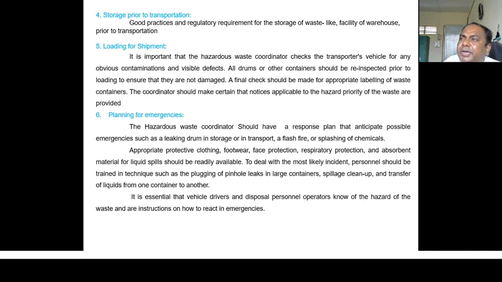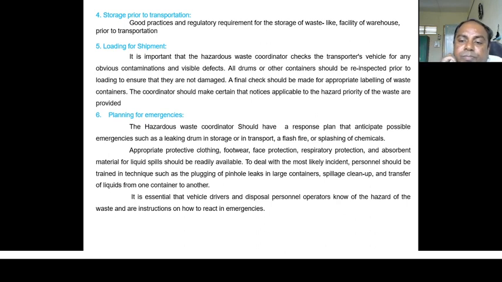The next point is planning for emergencies. It also has to be looked after by the hazardous waste coordinator. The hazardous waste coordinator should anticipate, each and every time during the transportation process of chemical waste, that an accident could happen. If he continuously anticipates that an accident could happen, then he would be careful and take all the precautionary measures beforehand, so that in case of an accident, the persons involved in the transportation would be alert and could safeguard themselves, and further accidents could be avoided.